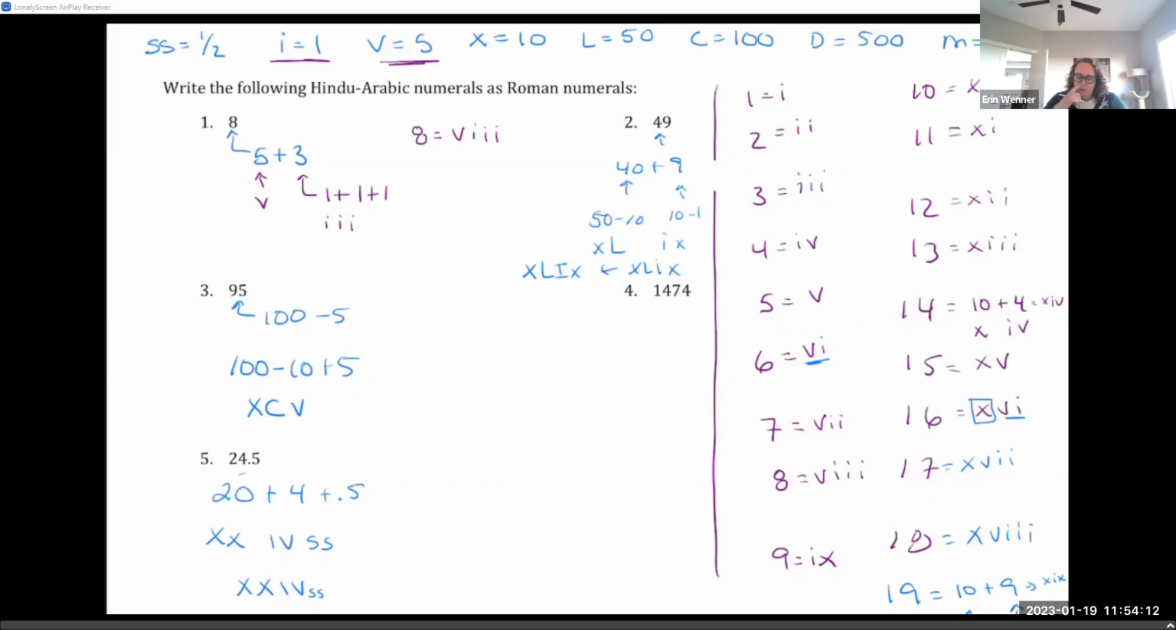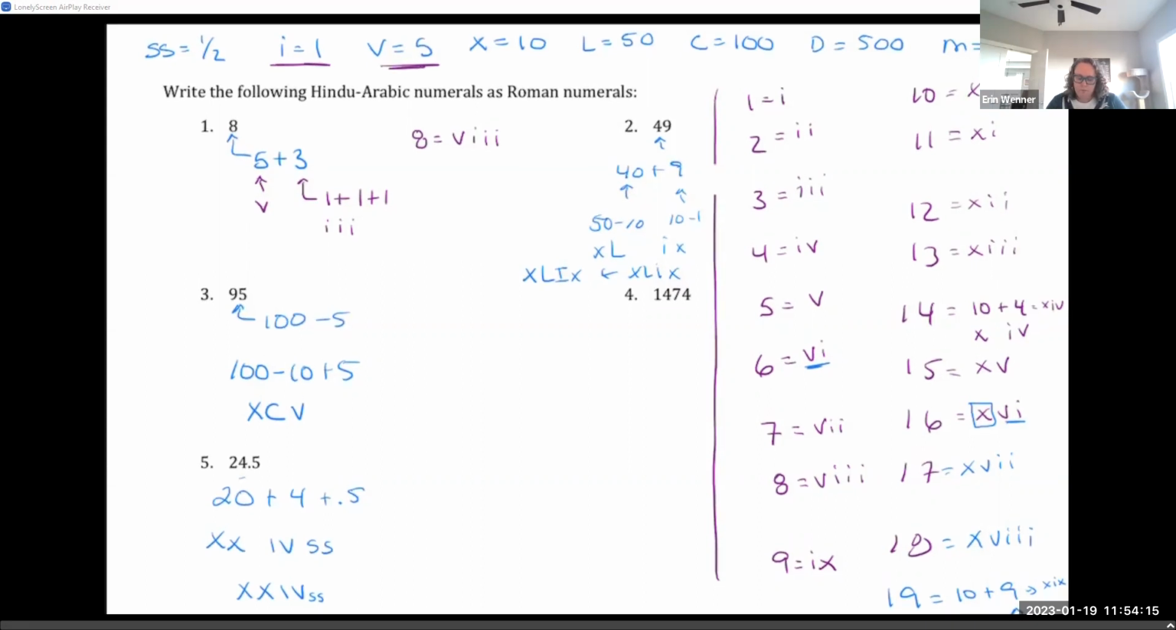All right, thinking about number 4, how could we break this up? As you see how I wrote right here, what I mean by breaking it up, breaking up the pieces that could add together, I want you to try thinking about how would we break this up? What would be the pieces you would break it up into? By place value. Okay, so we think about place value. We've got 1,000 plus 400 plus 70 plus 4, right?